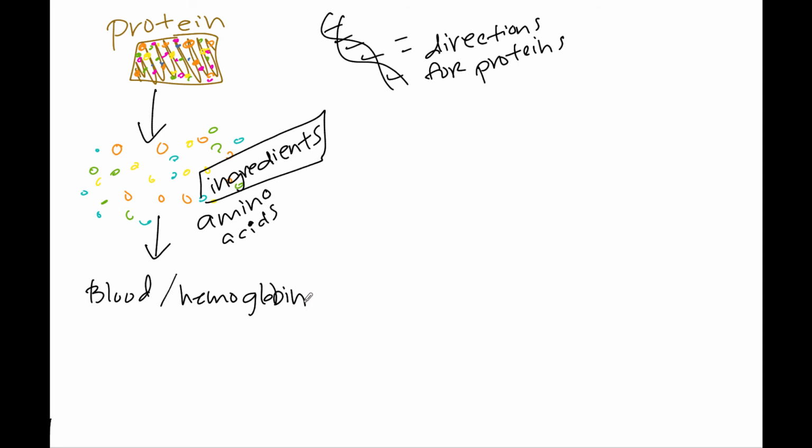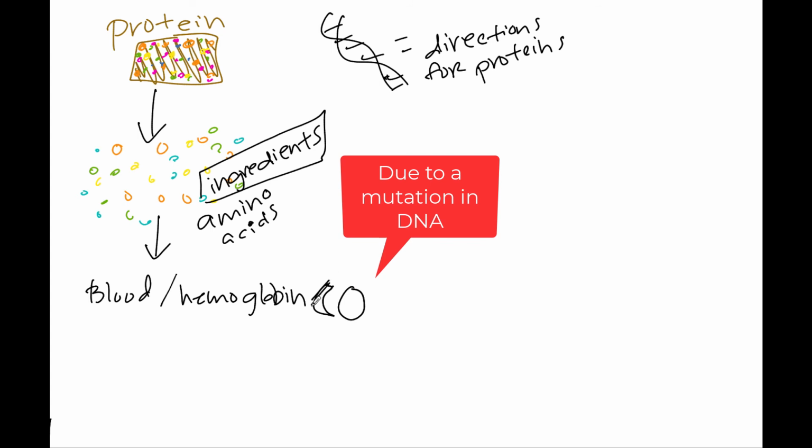Just a quick side note, people who don't have the proper directions for hemoglobin might eat the right ingredients to make it, but they don't have the directions for it. So those people might have what's called sickle cell anemia, where the hemoglobin is sickled instead of how it's supposed to be. And so this is not efficient. This is how we want it to be.